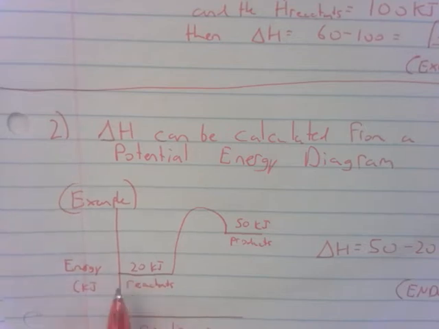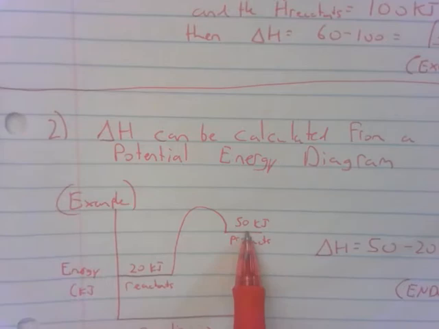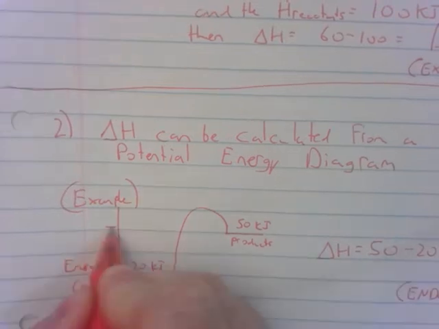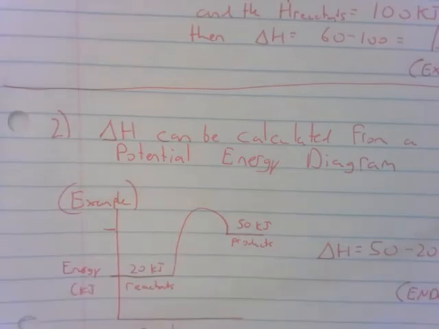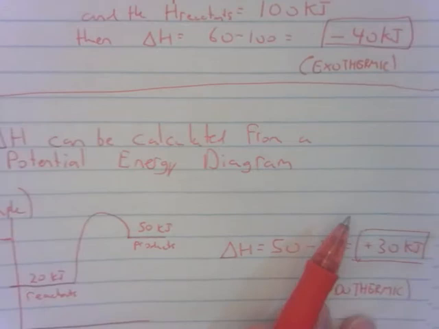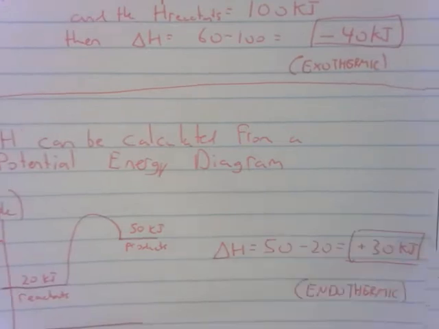So notice, instead of saying the heat of the reactants is 20 and the heat of the products is 50, I'm just writing it on the line here, or maybe here I wrote 20 and here I wrote 50. So again, using the same math, it's products minus reactants. So 50 minus 20 is positive 30 kilojoules. Notice this time it's a positive number, which means this reaction is endothermic.